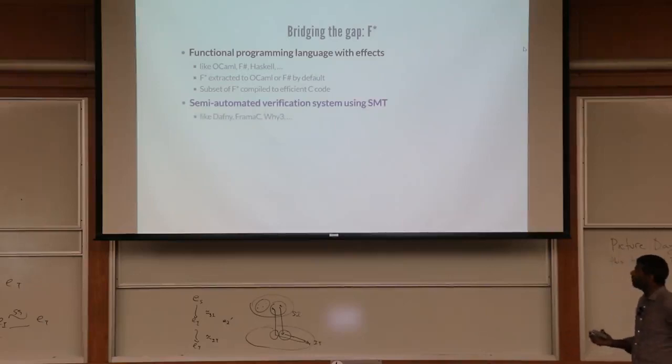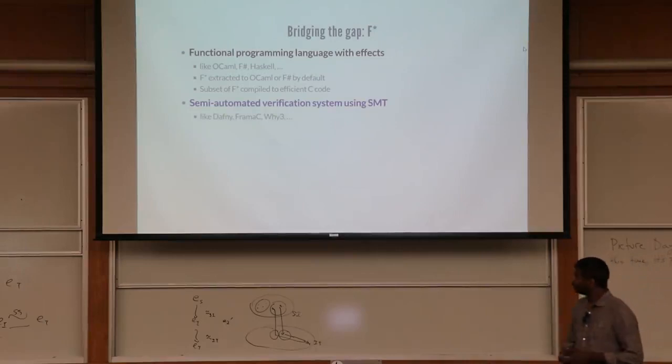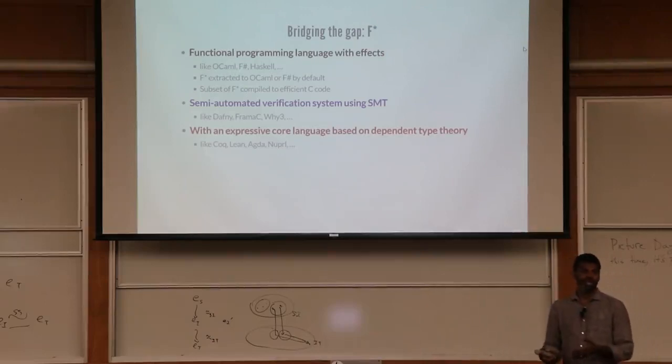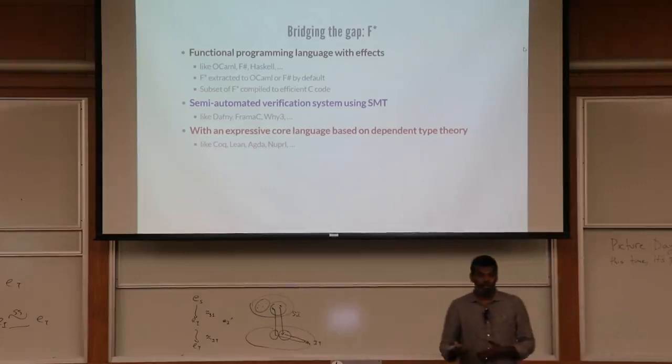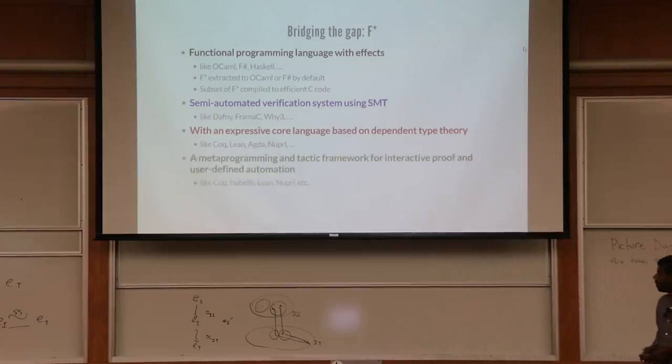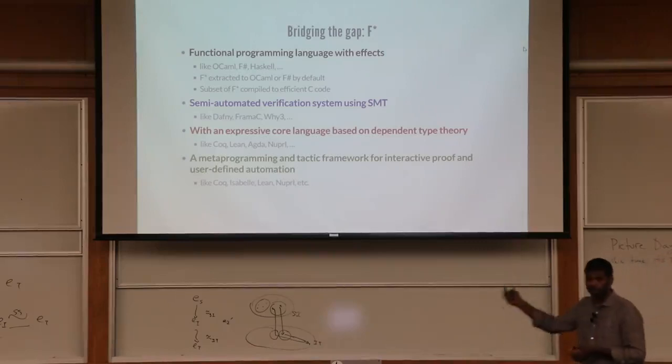It's got a semi-automated verification system using SMT, inspired by things like Dafny and so on. But it's based on a core logic that's really got its roots in dependent type theory. So its core logic looks like Coq or Agda or Lean. In fact, it actually looks a bit more like Nuprl, as I'll tell you in a bit. It's kind of an extensional type theory. And in addition to doing proofs by SMT, it's got a meta-programming framework where you can do proofs using tactics. Also like Coq and so on.